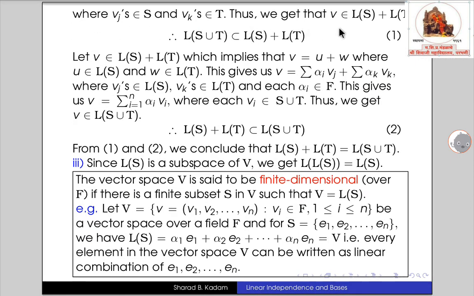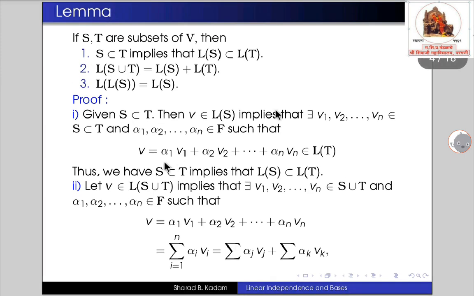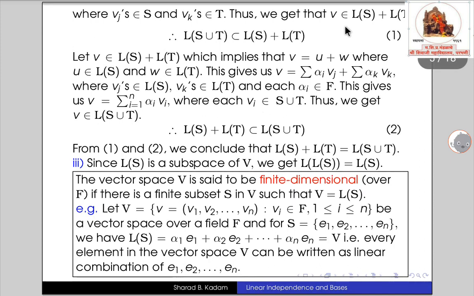So thus we get that V belongs to the linear span of S plus the linear span of T. So we have chosen V to be an arbitrary element in the linear span of S union T, and we have shown that V belongs to the linear span of S plus the linear span of T. That means the linear span of S union T is a subset of the linear span of S plus the linear span of T.